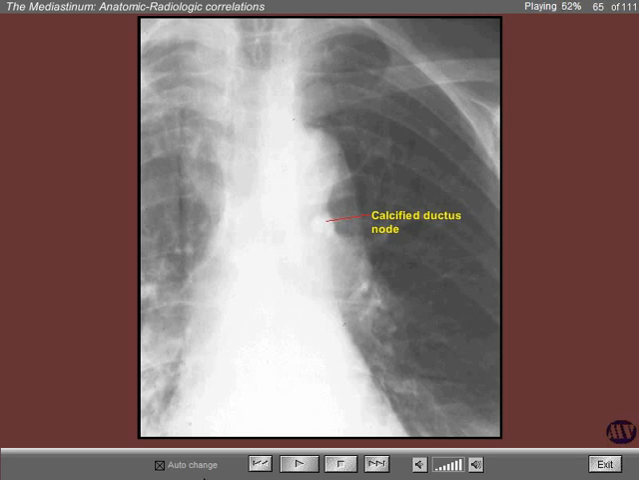A calcified node is usually the result of a healed inflammatory process such as tuberculosis or histoplasmosis. There are other causes of calcification, as we shall see in other lectures.